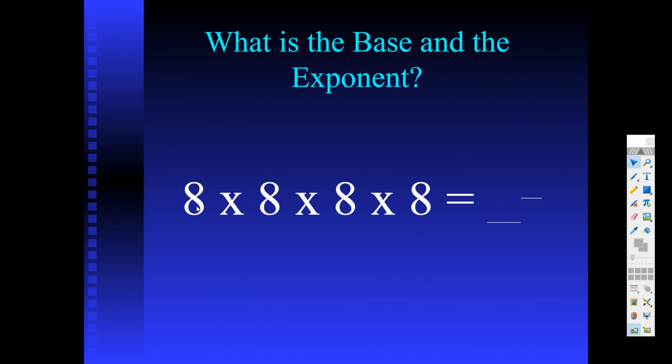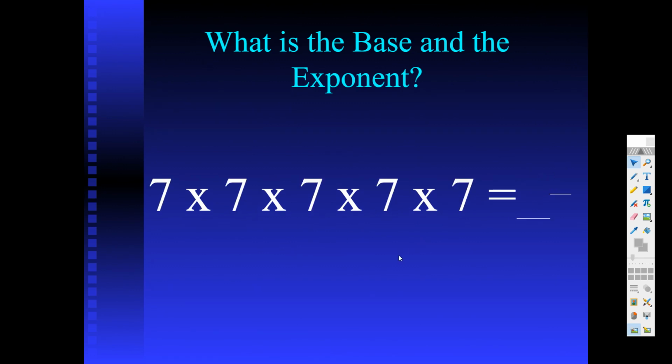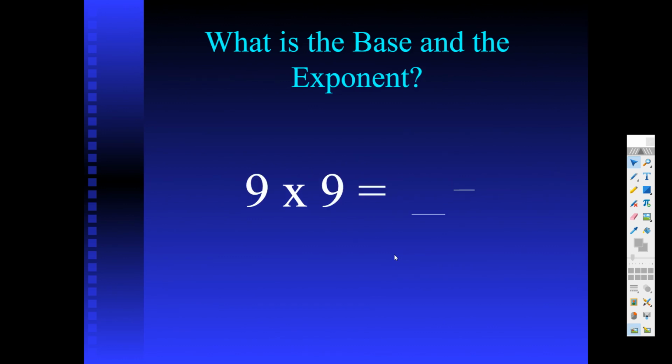This would be 8 times 8 times 8 times 8, so you first start with a base number, which is 8, and then you check how many times you are multiplying the 8 by itself: 1, 2, 3, 4, 8 to the 4th power. That would be 7 to the 5th power. That would be 9 to the 2nd power, or squared, because 2nd power can be called squared.